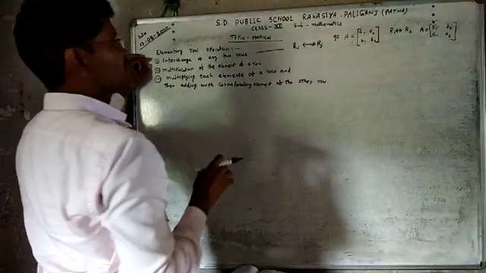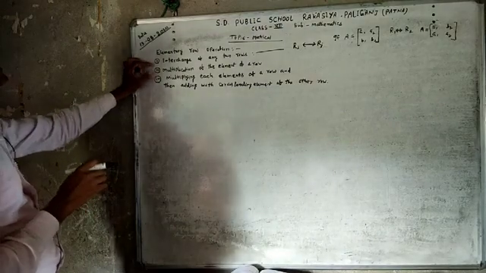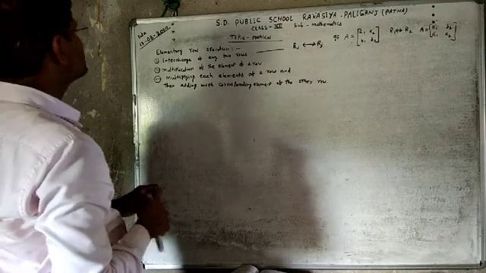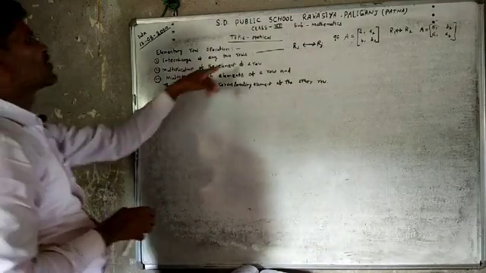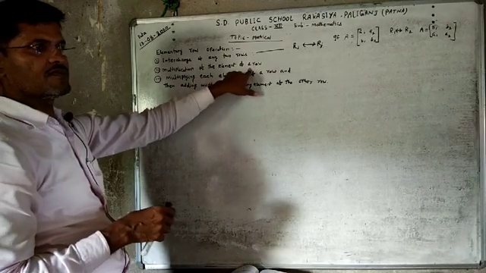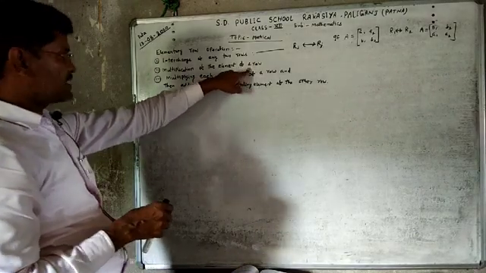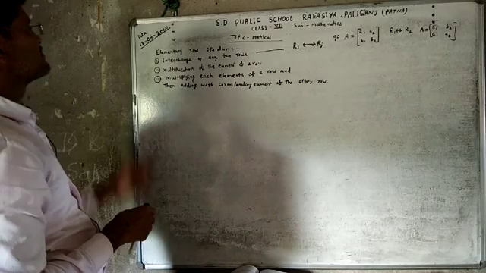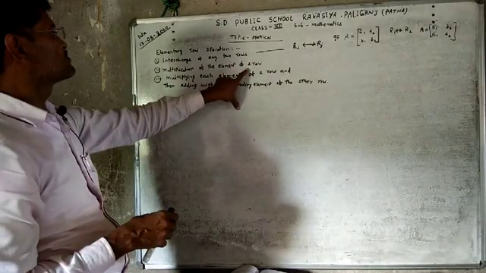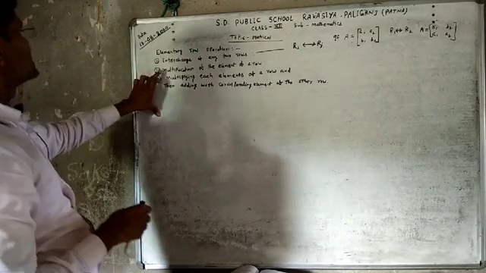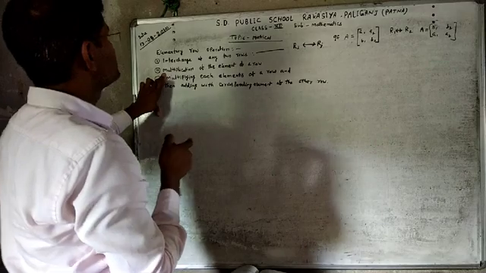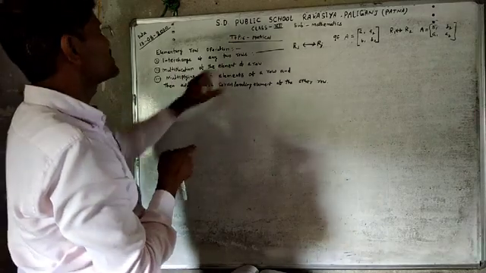Now we want to know the second operation, which is multiplication of the elements of a row. Multiplication of the elements of a row means we can multiply any row by any scalar quantity, that is, by any number.